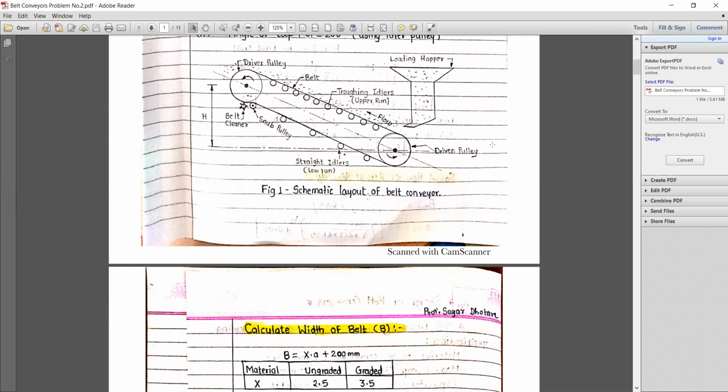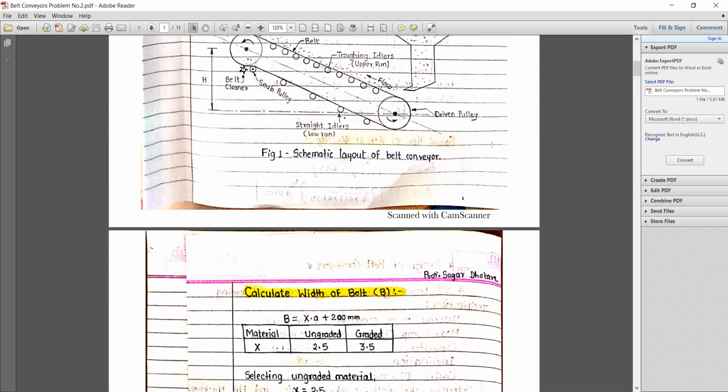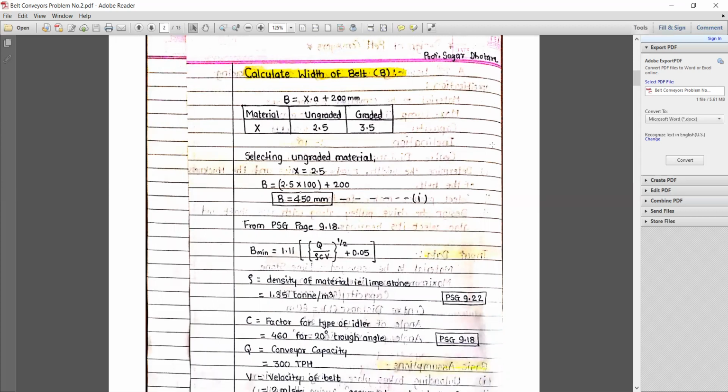So whenever you start with the design, you must draw this schematic layout so that the examiner or any person who sees your design will understand what kind of design, which type of mechanism or what kind of system you are designing. Let's see the next point, calculation of belt width.